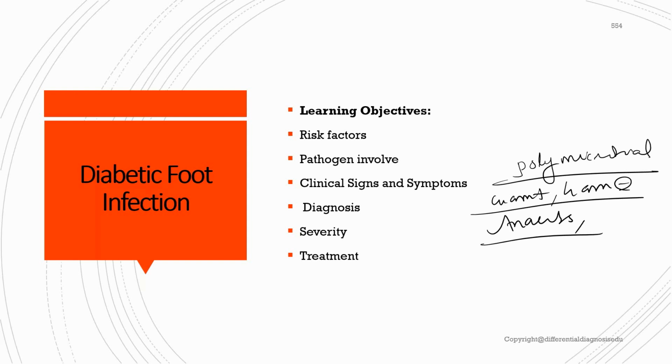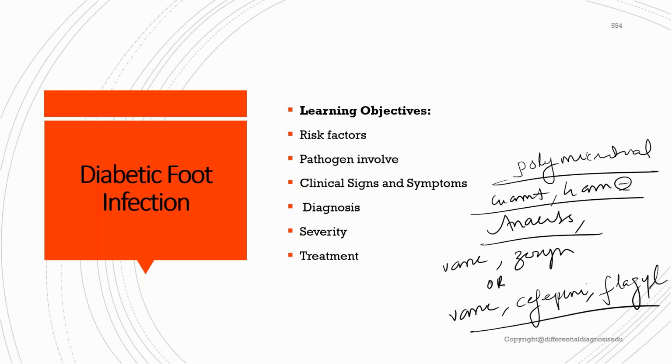Gram-positive MRSA can be covered by vancomycin. Gram-negative, you can do it with Zosyn, which will cover both anaerobes and Pseudomonas too. If you are worried about the vancomycin-Zosyn combination, which can cause AKI, you can use cefepime for Pseudomonas coverage. And for anaerobic coverage, you can add Flagyl. So this is how you treat the patient.